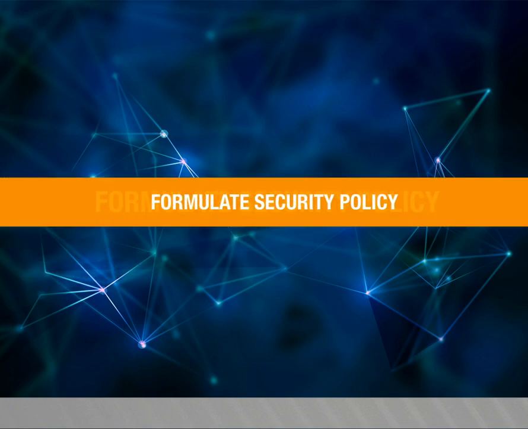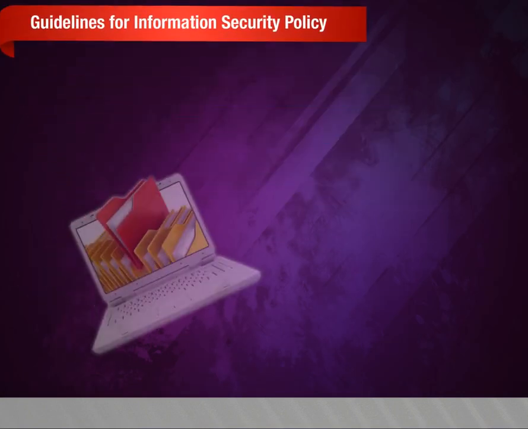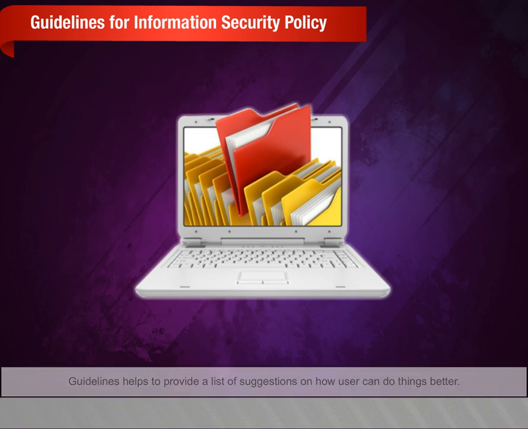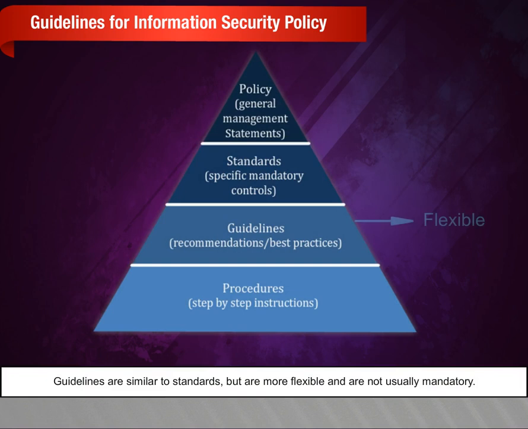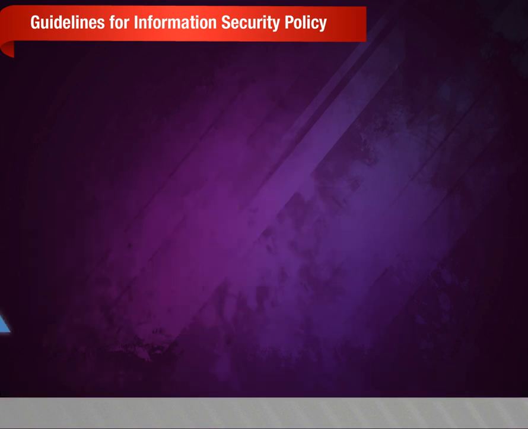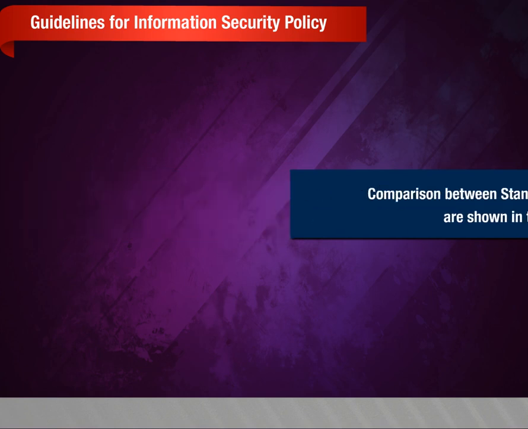Formulate security policy. Now we are going to see about formulating security policy. Guidelines for information security policy. Guidelines help to provide a list of suggestions on how users can do things better. Guidelines are similar to standards but are more flexible and are not usually mandatory. A comparison between standards, guidelines, and procedures is shown in the following table.